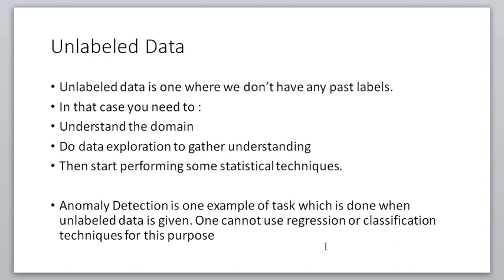I hope it is clear to you what is possible with the labeled data and what is not possible, what you can do with the unlabeled data and what you can do with the labeled data. For labeled data, you can use regression and classification techniques. For unlabeled data, you have to of course understand the domain, do a lot of data exploration, create meaningful features, and then use statistical techniques to understand the distance measures, and see if there are any normal patterns, and if there are any deviations of certain observations from those normal patterns. These things are very important for unlabeled data. So I hope it is clear.